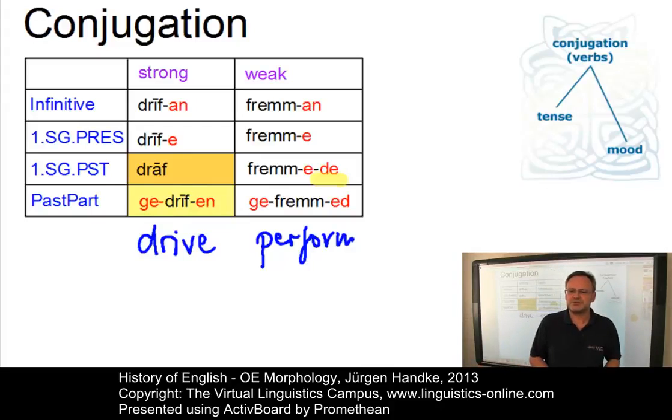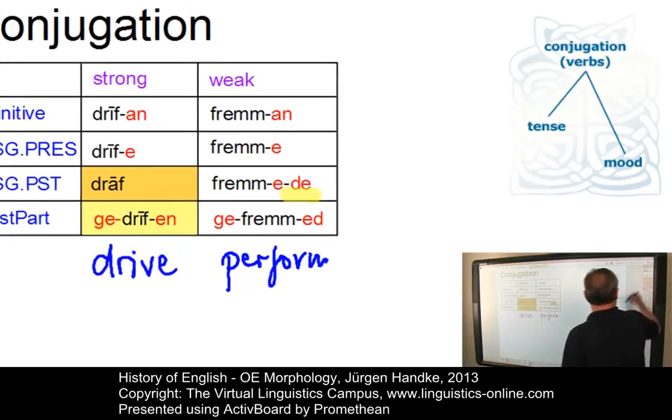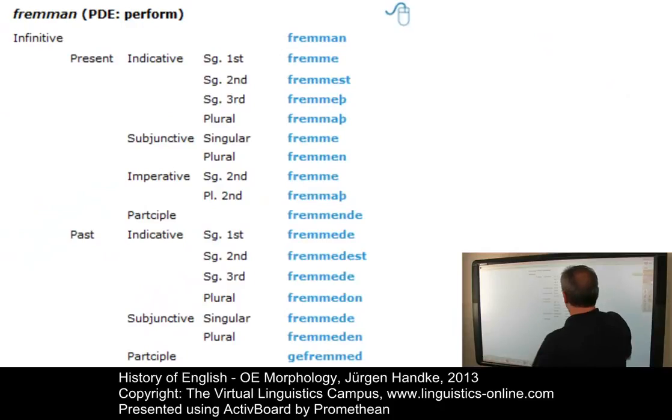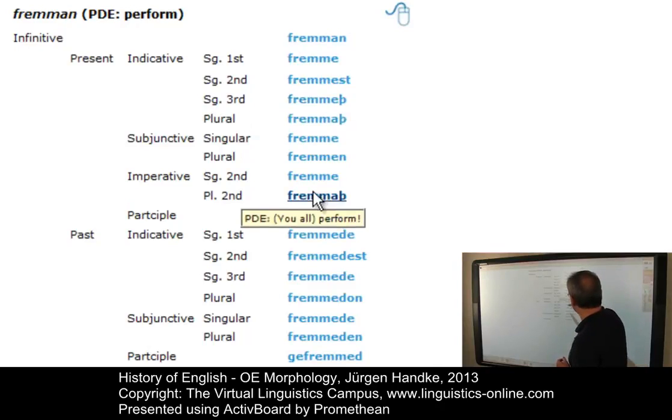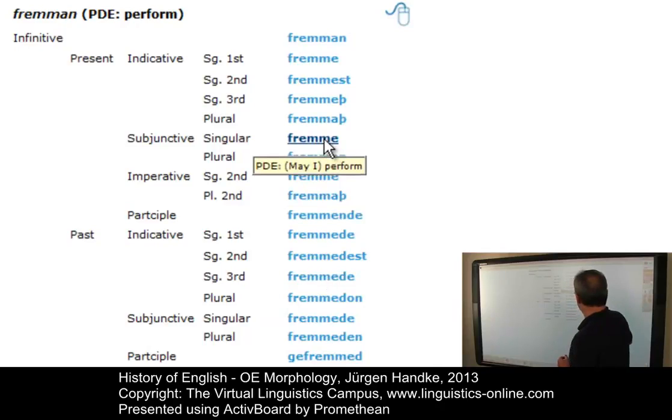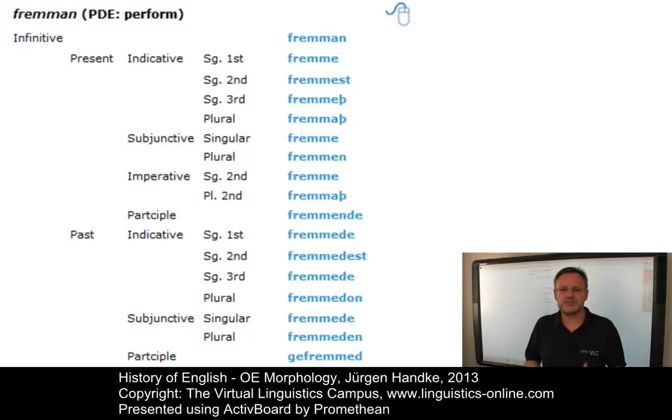In the VLC unit, you have access to several interactive examples like these. Now here you see one of the screens where the verbal paradigm, in this case of fremman, is represented. Move the cursor over the forms, then you get more information. And this is not the only one. You have access to several of these paradigms on the Virtual Linguistics Campus in the e-learning unit Old English Morphology, and then you can retrieve the relevant information via mouse rollover.